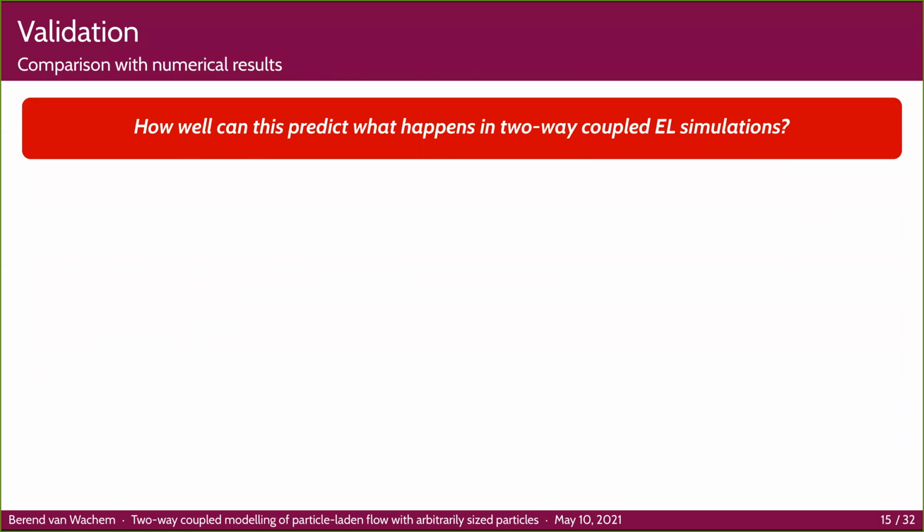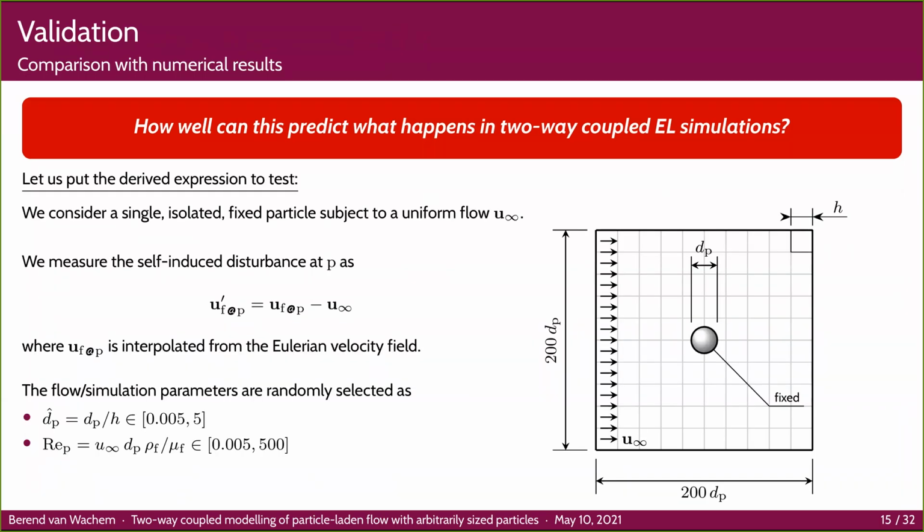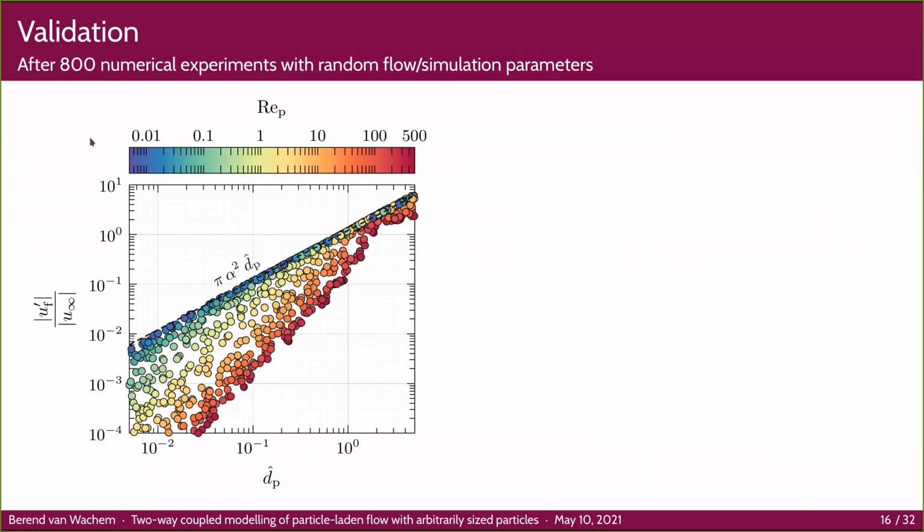So let's try to do such a simulation and see what error we get. Let's put it to the test. If we have a particle which is fixed in the domain and a flow going from left to right over our particle, we can write again our disturbance as the fluid velocity at the particle minus u infinity, because u infinity is the undisturbed flow. We can do a large range of particle sizes, mesh spacings, and particle Reynolds numbers. If we now plot that, here is the magnitude of our disturbed flow for a few hundred simulations. And here we have our dp hat, the ratio of the particle size over the fluid mesh spacing.